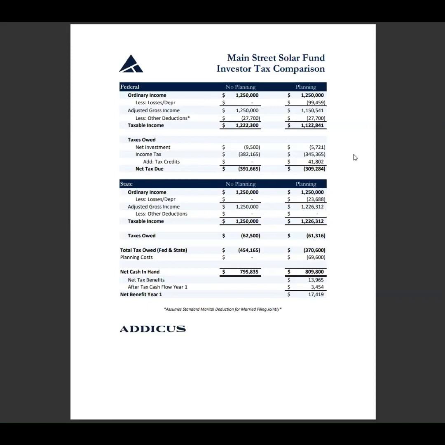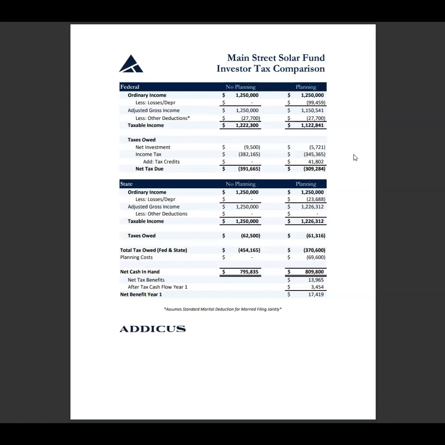On the right side, you'll see where we're doing planning and we're getting to take some losses and utilize those credits to decrease our overall liability, and also use those credits to offset some of that liability. What that ends up leading to is, through that investment of about $69,000, we'll have our losses come through that will reduce that adjusted gross income and taxable income.